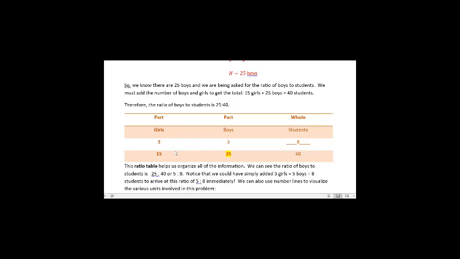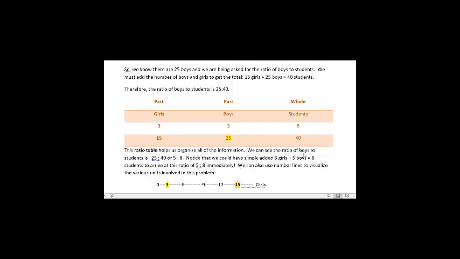Pause and think about that if you need to. So this is the ratio table. It's helped us to organize the information. We can see the ratio of boys to students. Boys to students is 25 to 40, or 5 to 8. Right here, 5 to 8. And if you would take both of these, make them fractions, if you were to reduce this or change 5/8 into 40ths, these are exactly the same, which is really important. That's how you go from a part to part to a part to whole.